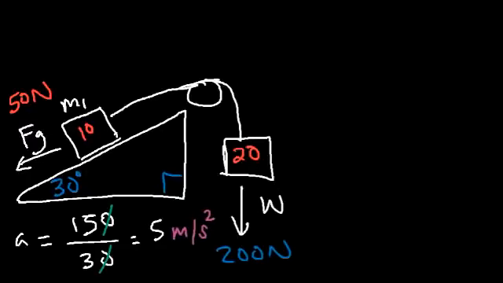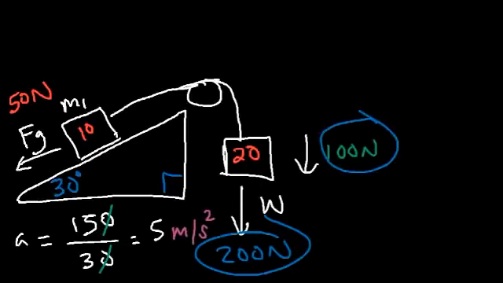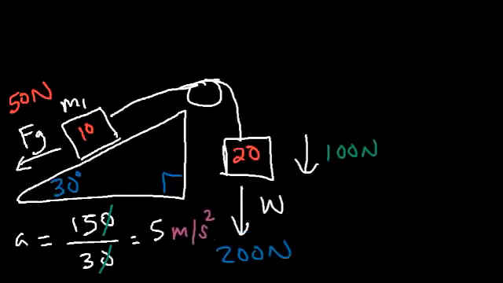Now the last thing we need to do in this particular example is calculate the tension force. So let's find the net force as we've been doing before. So with the 20 kilogram block, it's going to be 20 times 5, m times a. So this block has a net downward force of 100 newtons. So therefore, 200 minus 100 means that there's an upward tension force of 100.